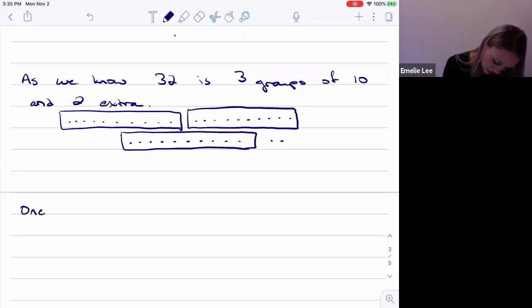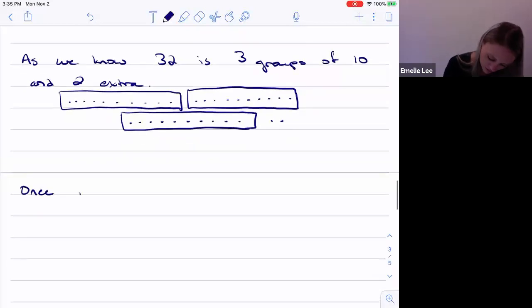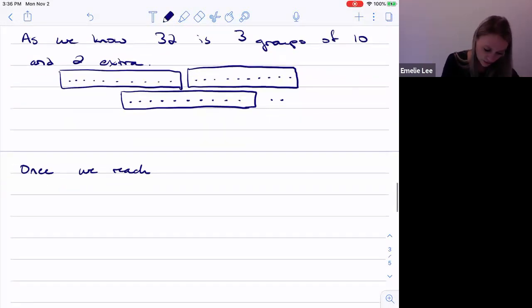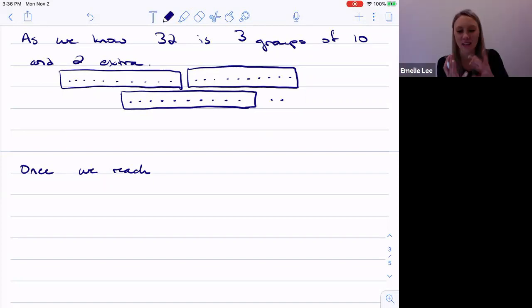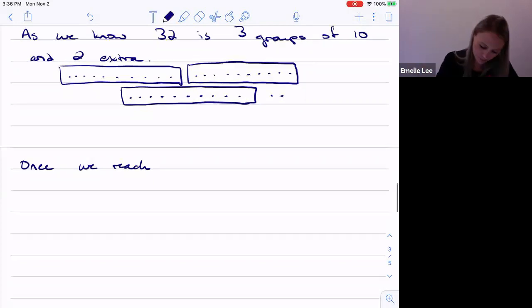Once we reach 9 groups and 9 extra, so 99, right? Then we have to figure out what else we can do. Well, we can make another group of 10 groups, right? So we can make a group of groups.